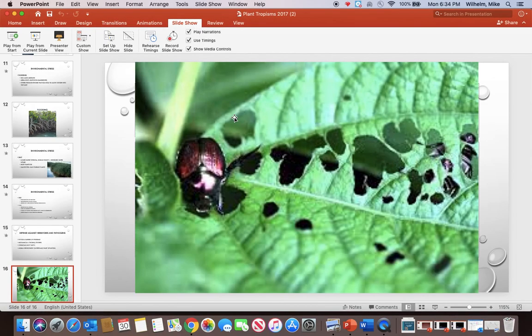All right, there you go. That's plant tropism. If you have any questions, let me know.